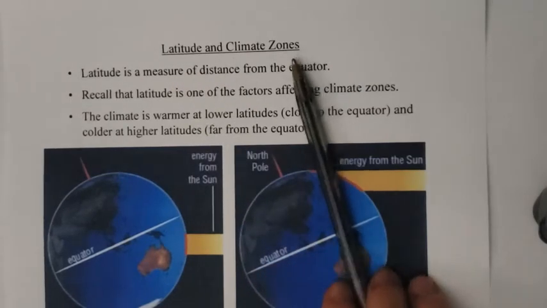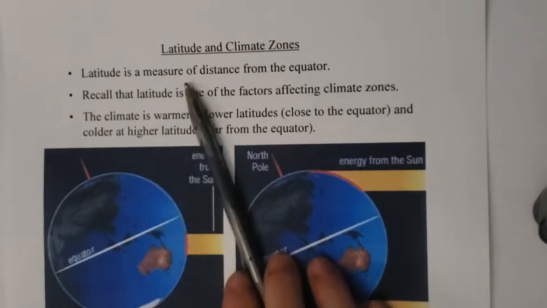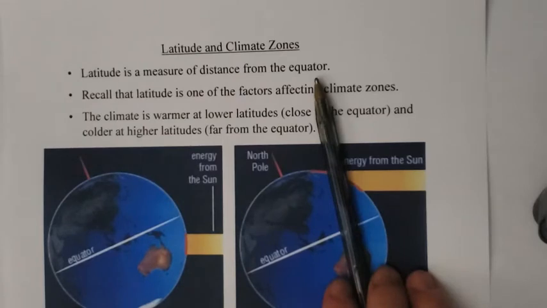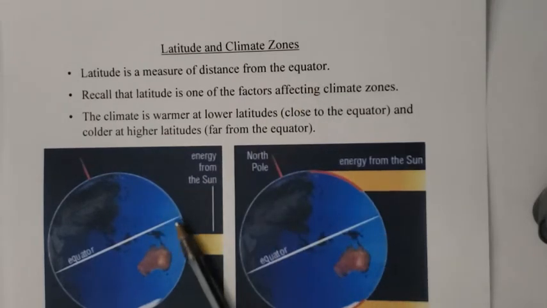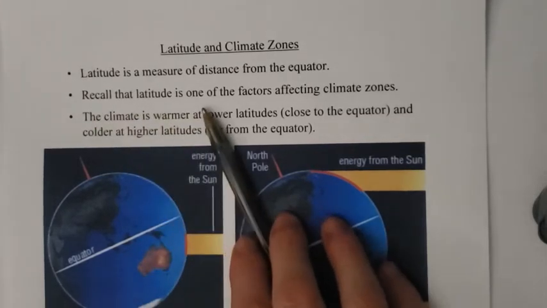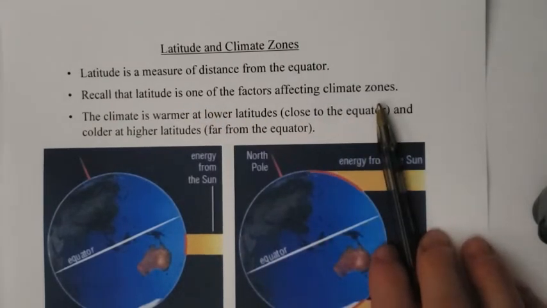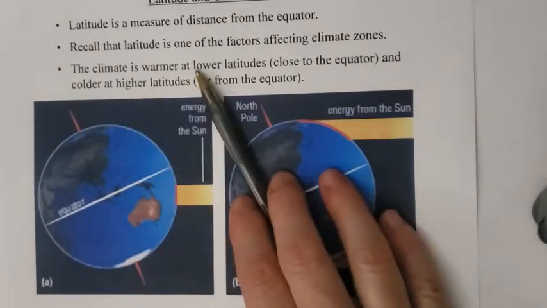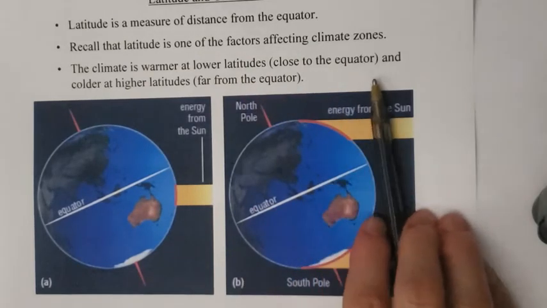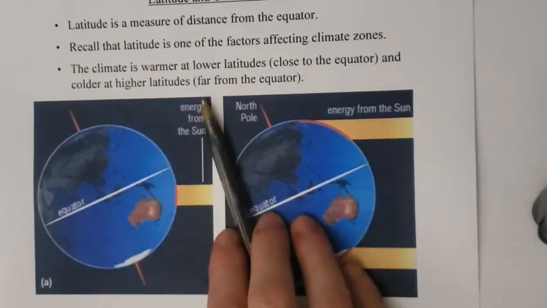Latitude and climate zones. Latitude is measured from the distance from the equator. A small latitude means you're really close to the equator. A bigger number would mean you're further away from the equator. It says, recall that latitude is one of the factors affecting climate zones. So it's not the only factor, but it is one of them. When we're closer to the equator, things are warmer. It says the climate is warmer at lower latitudes close to the equator and colder at higher latitudes more far away from the equator.